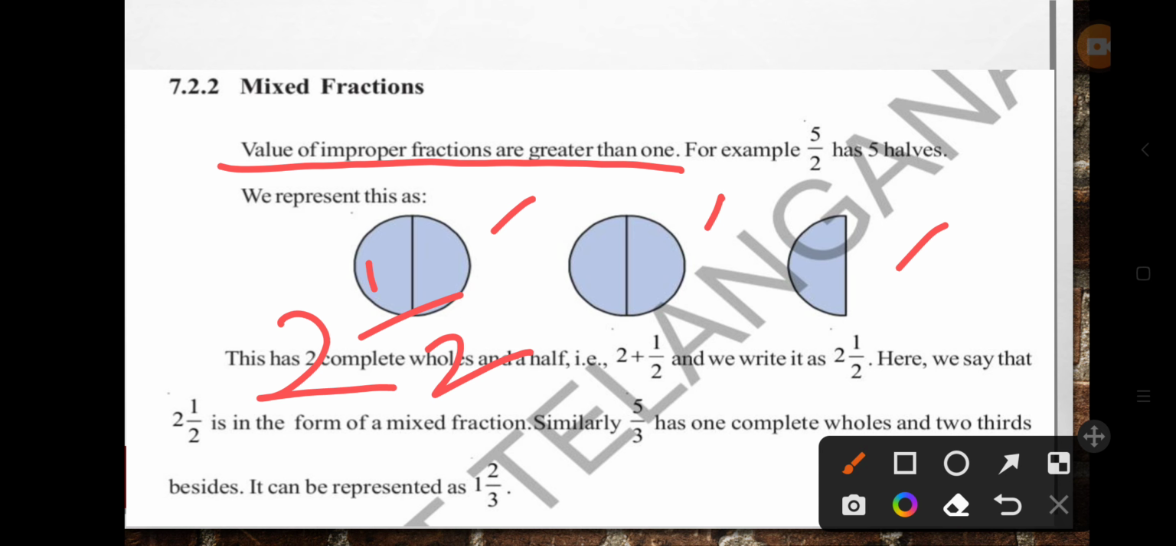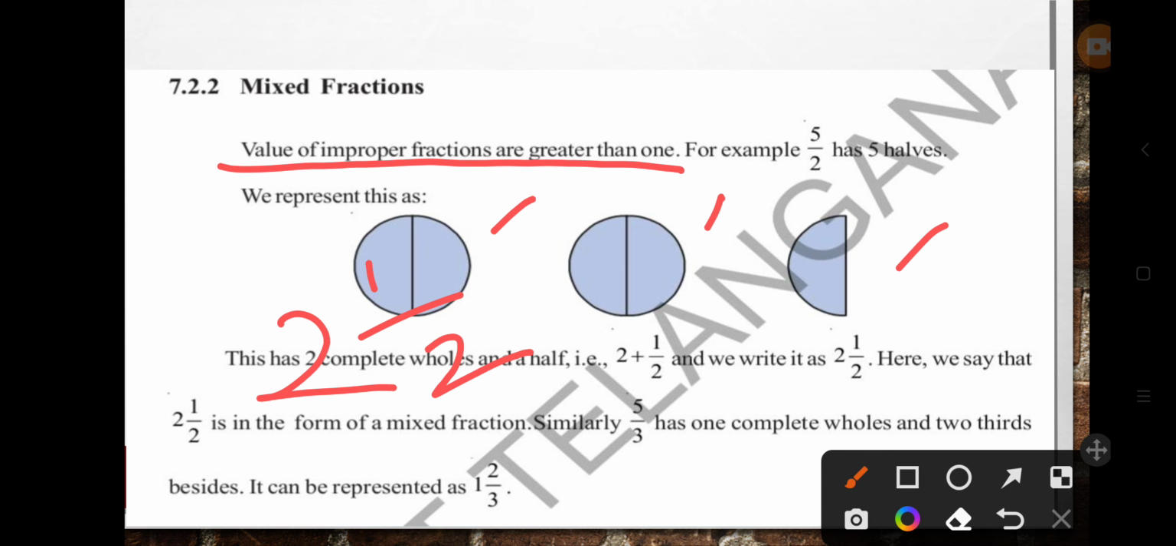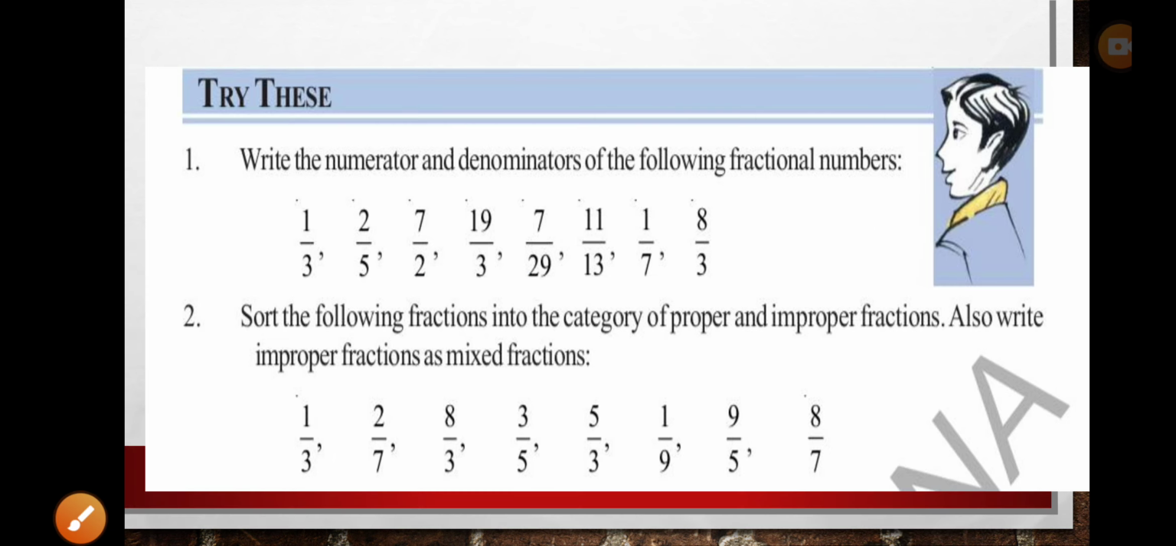5 by 3 is 1 complete whole and 2/3 besides it, which can be represented as 1 2/3. Okay, this is the mixed fraction. A mixed fraction is also an improper fraction.